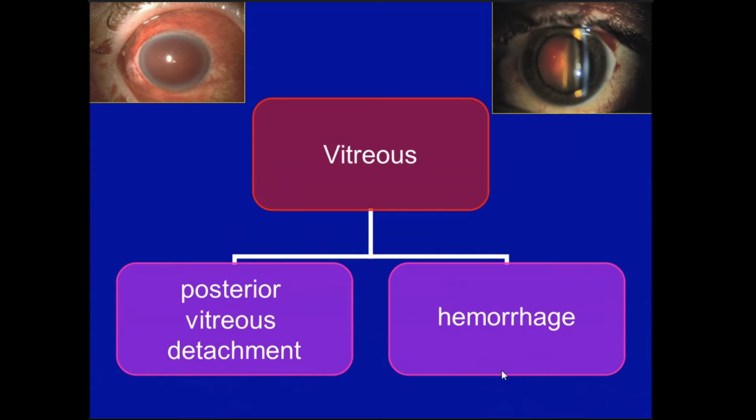Vitreous body after the lens, I hope you remember anatomy. We can see posterior vitreous detachment. It's not so serious situation, but in severe cases, in severe contusion, we can see the hemorrhage in the vitreous. You know that blood is not transparent, and that's why hemorrhage in vitreous is rather serious situation because patient complains on bad vision.